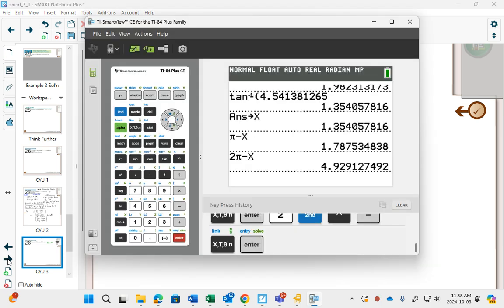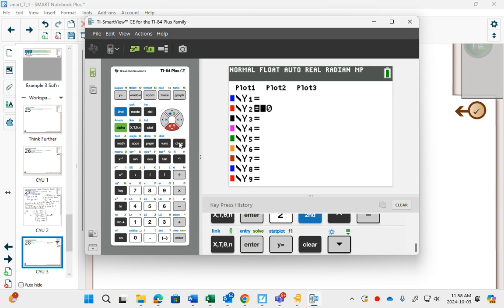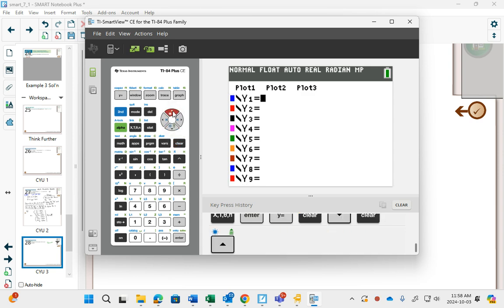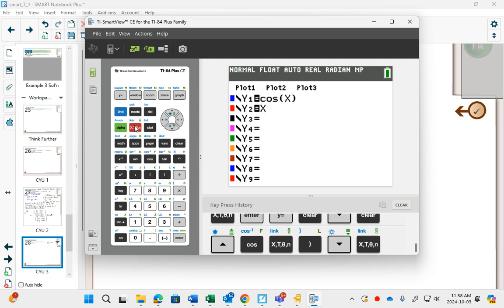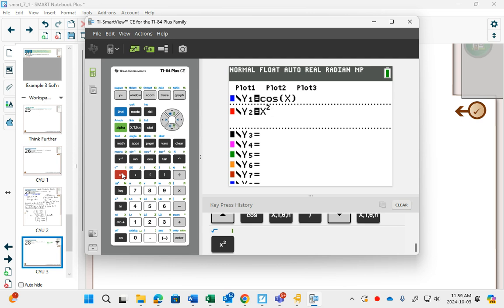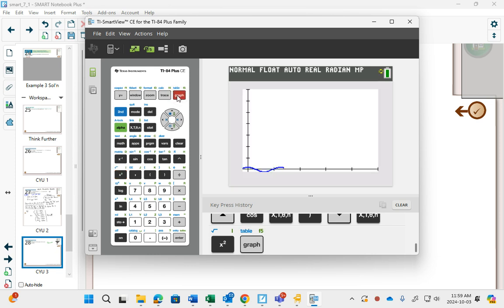So on a graphing calculator, you can go to y equals, I'm going to clear these out, and I'm going to write cos x in one, and I'm going to write x squared in the other one. And when I go to graph this, it's probably not going to show up nice because we set our window for our last thing that we did. So, not a very nice graph.